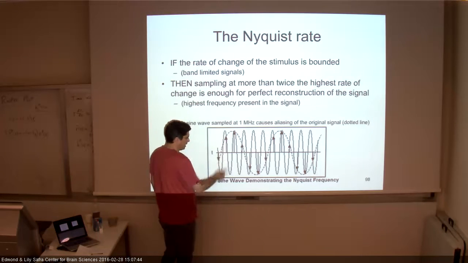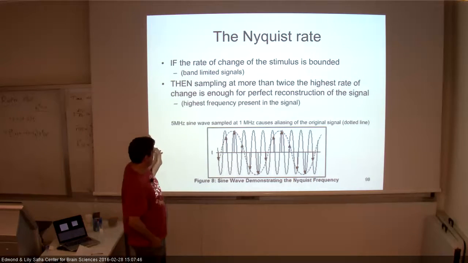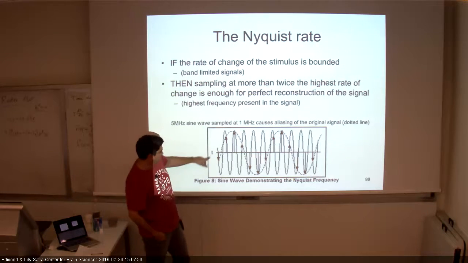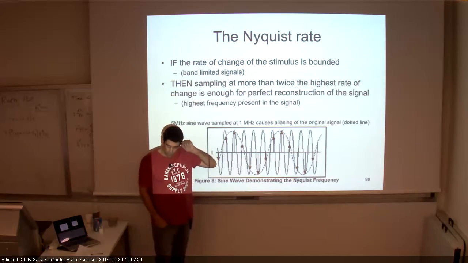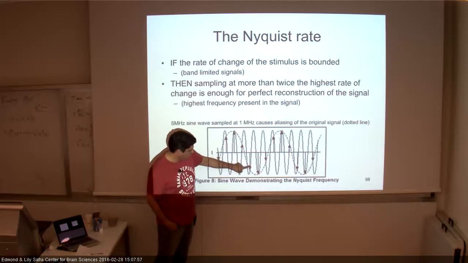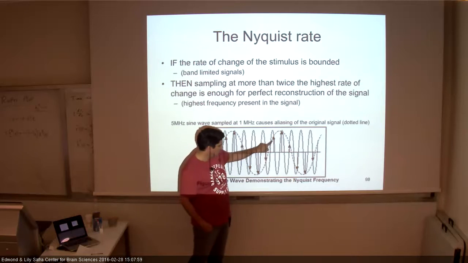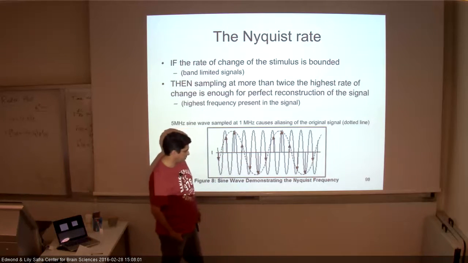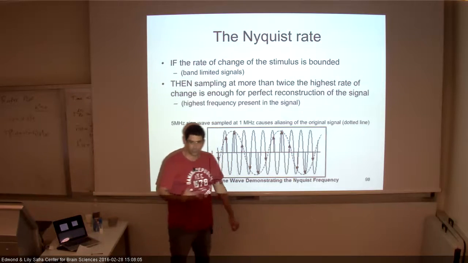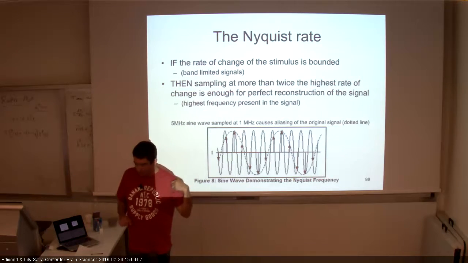So here, this is an example of a 5 megahertz wave, and you're sampling it only at 1 megahertz. You see that the sampling is at 1, which is one fifth of the highest frequency of the signal, and then you'll get an aliasing signal, which is distorting the actual signal.